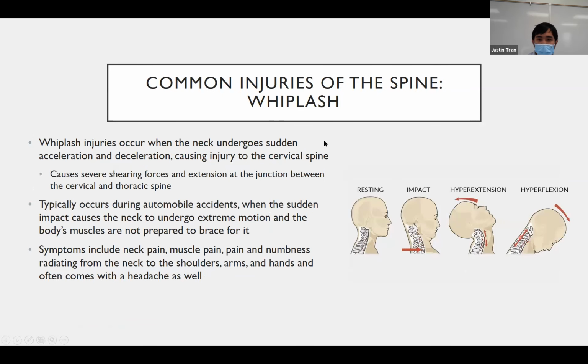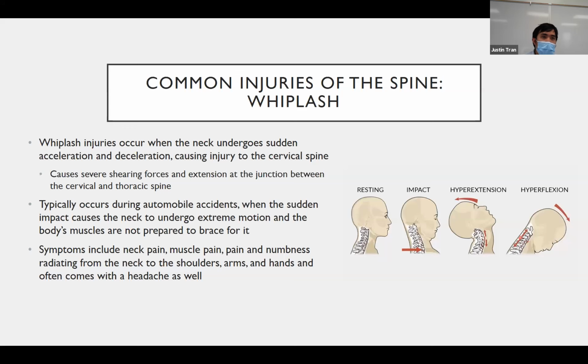All right. And the last injury that I want to talk about is whiplash. Whiplash basically happens whenever your neck undergoes sudden acceleration and deceleration. One common case where this can happen is if you're in an automobile accident, and this happens a lot when you're rear-ended.